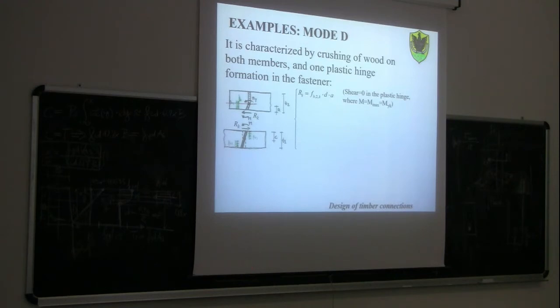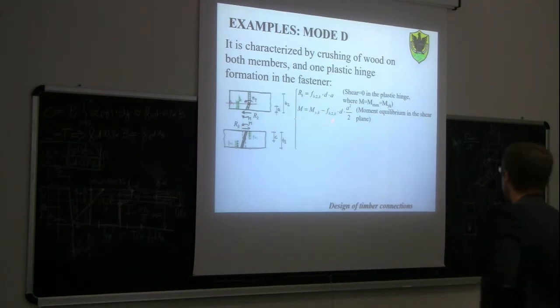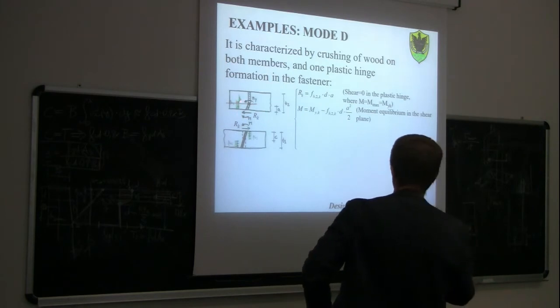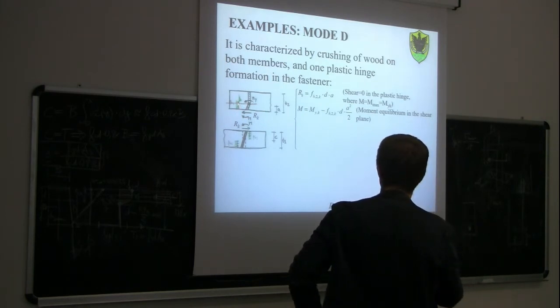Then we can write the moment equilibrium in the shear plane, so in this point here. In this point here we have M, the unknown bending moment in the dowel, minus, because this is the opposite rotation, minus MYK, which is the characteristic bending strength of the dowel, plus the moment of this system of forces. So FH2 times D times A times A divided by 2. So moment equilibrium of the shear plane.